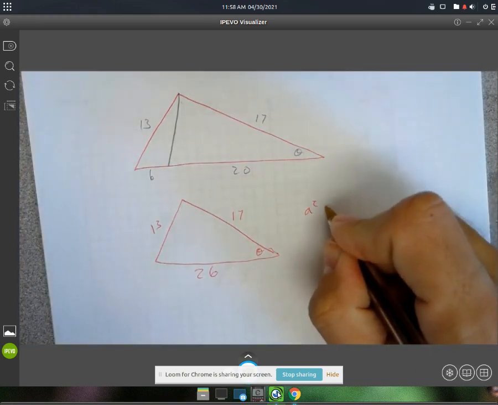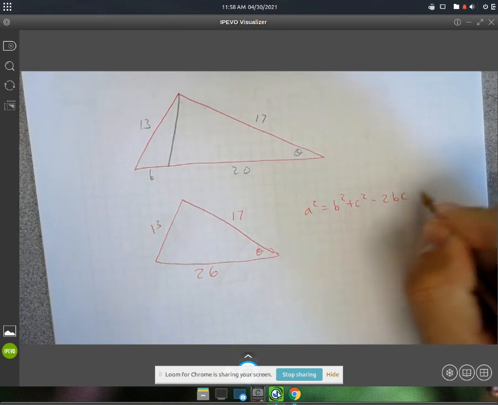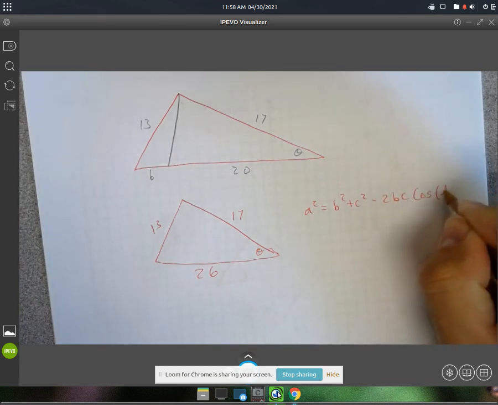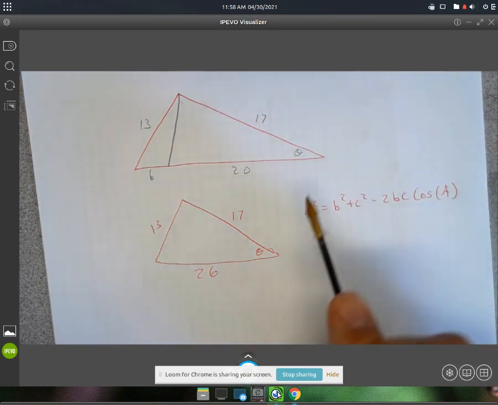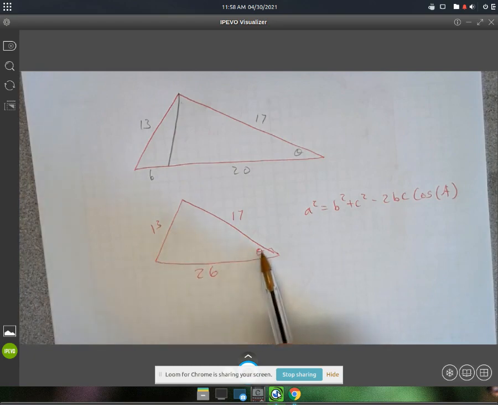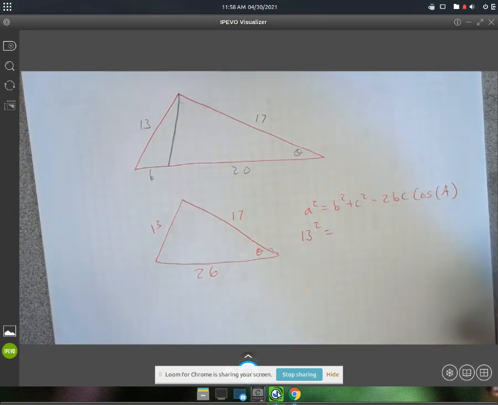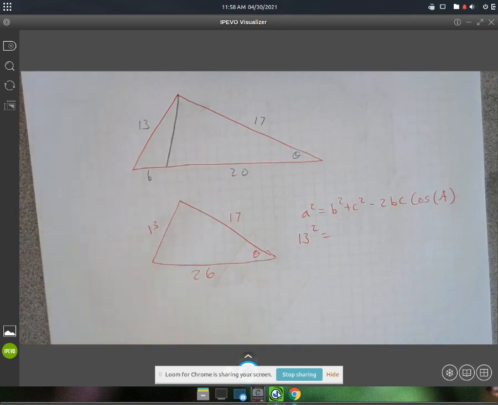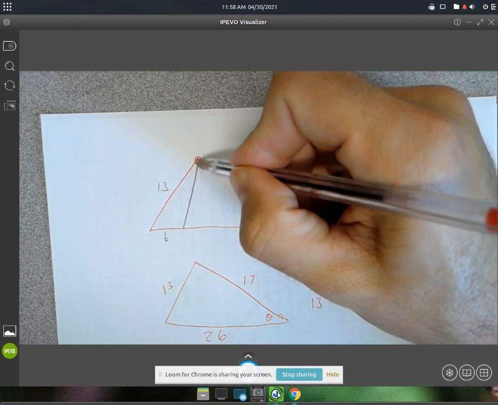So if I've got a squared is equal to b squared plus c squared minus 2bc cosine a. The way you solve for the angle, you got to make sure that if this is the angle you're solving for, then the side length that's across from it's going to go here. So the 13 is going to be what's straight across from that angle. So when you set it up, make sure you put the 13 squared there, and then the rest of it's 26 and 17.